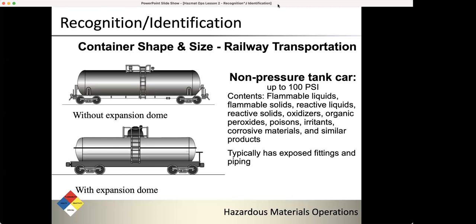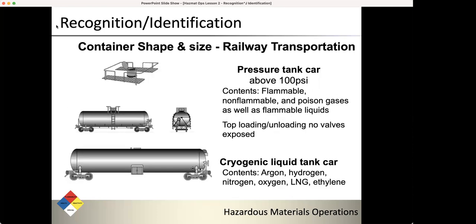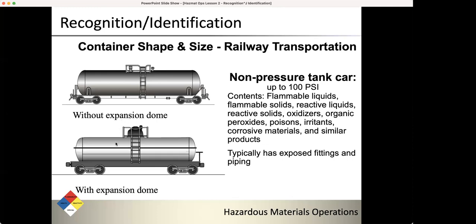The key to identifying a non-pressure tank car, keep in mind it could be up to 100 psi, so it can still be pretty pressurized, is that it typically has exposed fittings and piping. What we're talking about is right here on top. We have multiple exposed fittings and piping up here on top. You may also see one with an expansion dome, but you don't see those very often. Most of the time you'll see multiple outlets, inlets, and connection points right here on top. That's non-pressure. As soon as you see that, you know it's non-pressure.